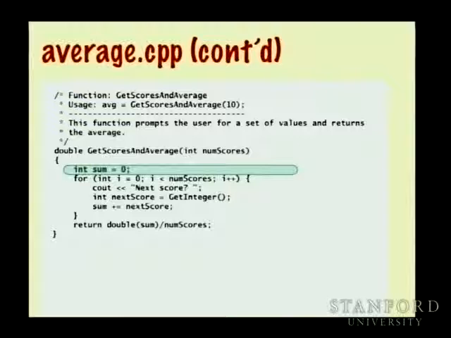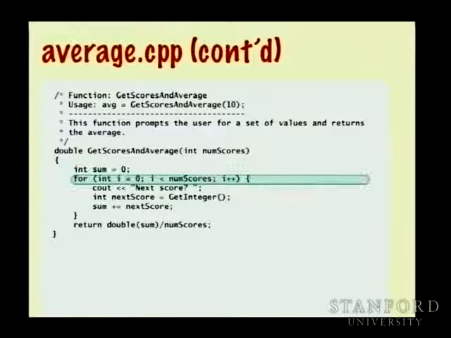It initializes a sum to 0. It runs a standard for loop here. Like Java, we tend to count from 0 as computer scientists, for a long legacy reason and a little bit of efficiency, where instead of going from 1 to num scores, we actually go from 0 to num scores minus 1. Sure, why not?